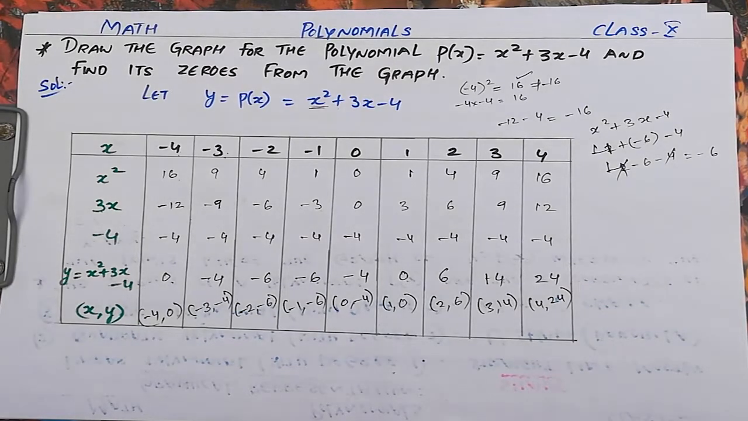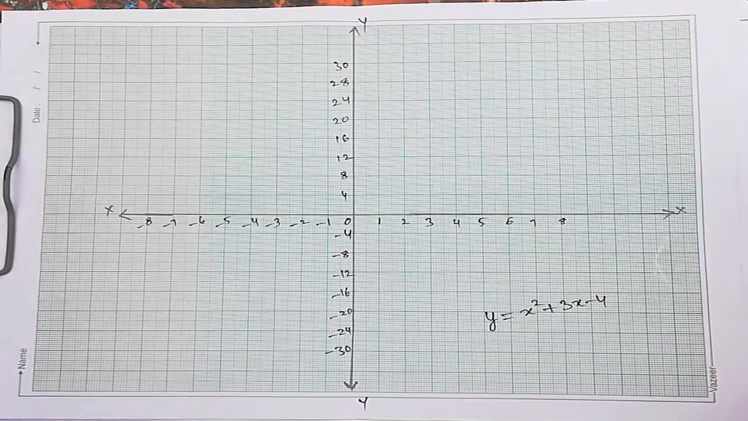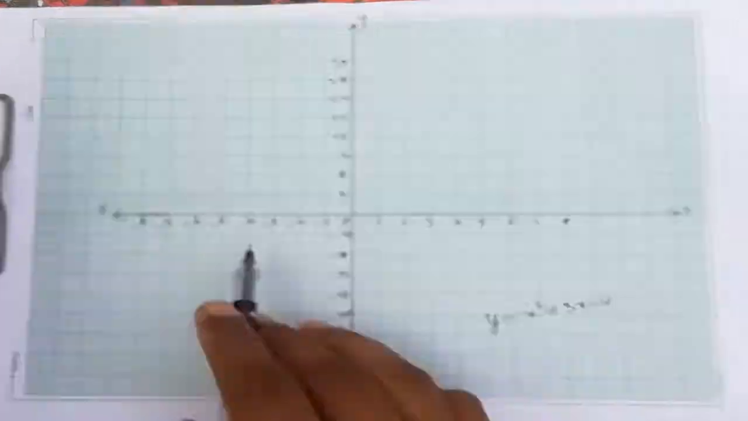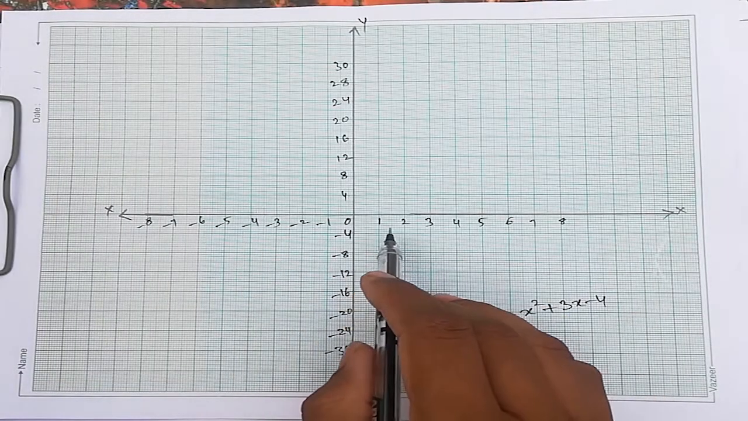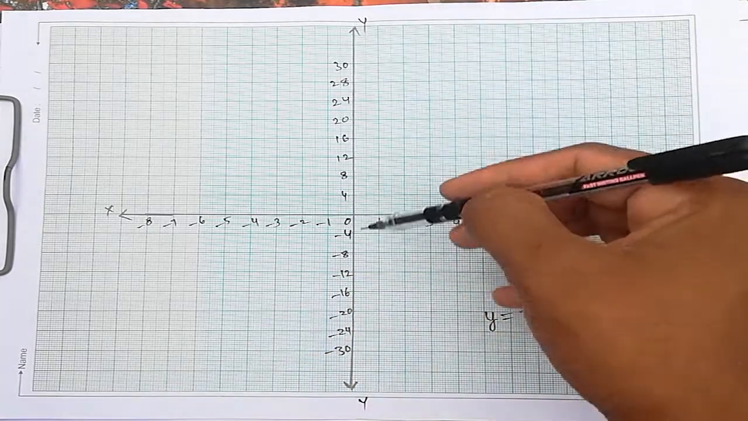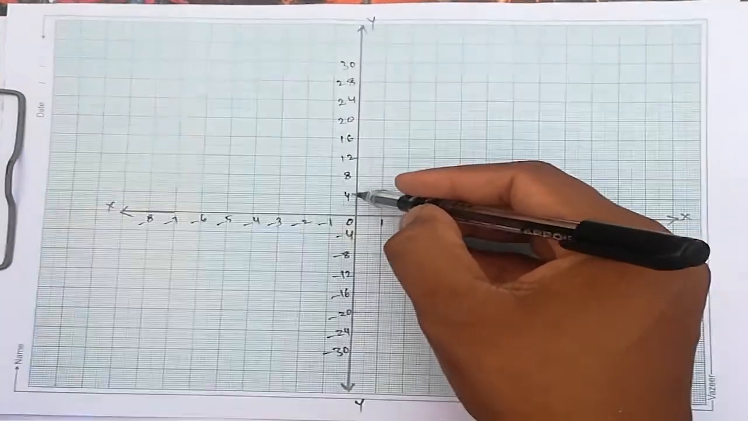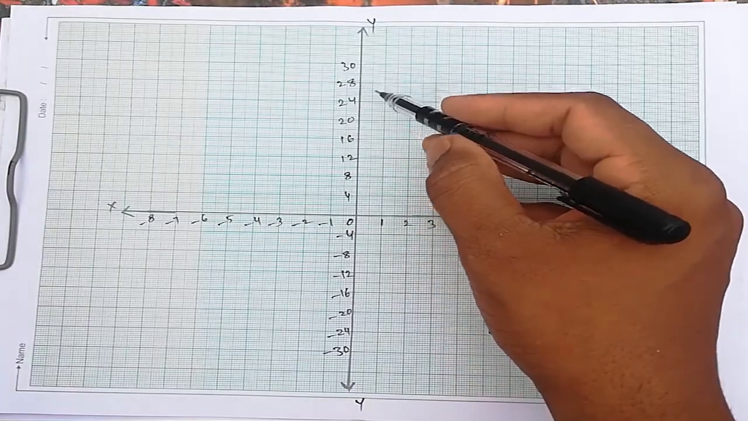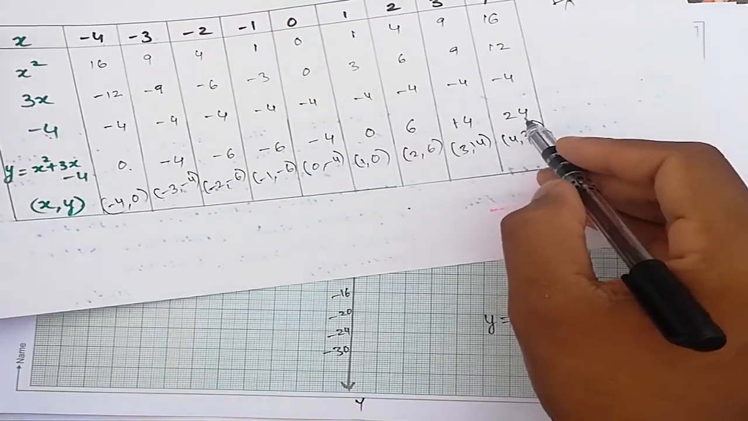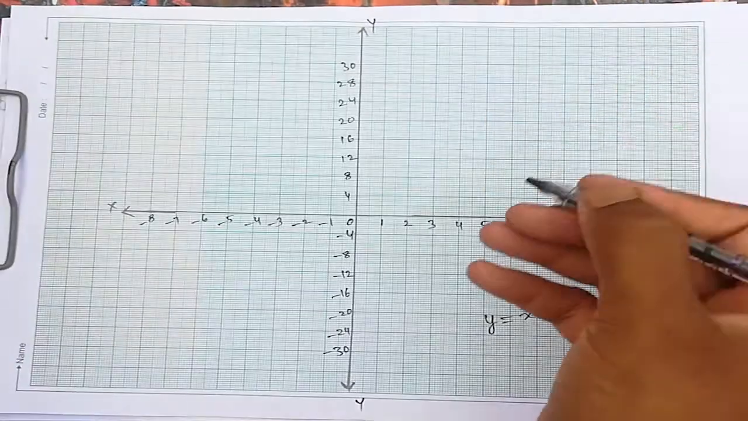Now we will mark the points on the graph. So x axis and y axis. On the x axis I have taken the values with a difference of 1: 1, 2, 3, like that. And for the y axis to fit in the graph, I have taken a difference of 4. Why? Because the greatest value on the y axis is 24. So up to 24 we need values. That's why I have taken a difference of 4.